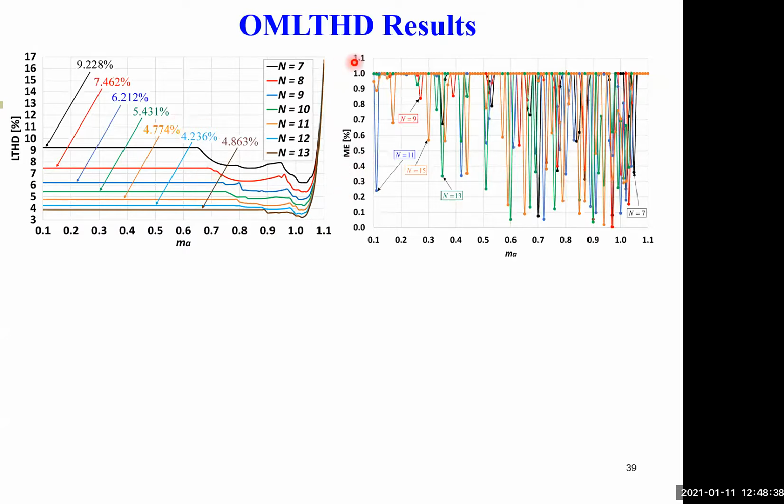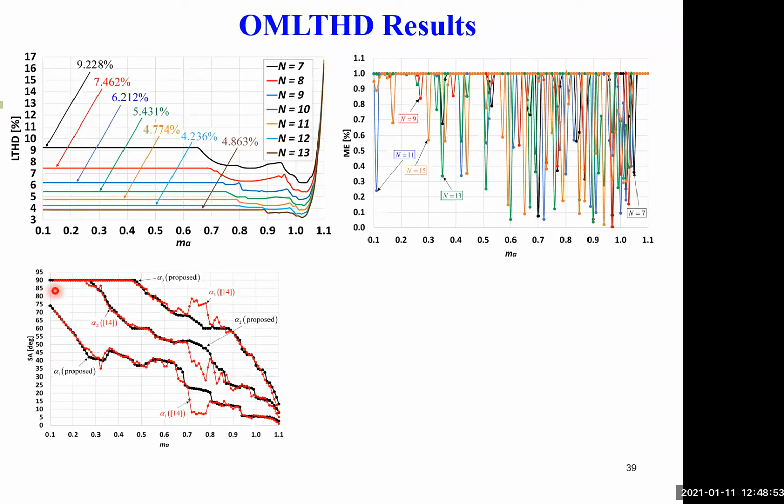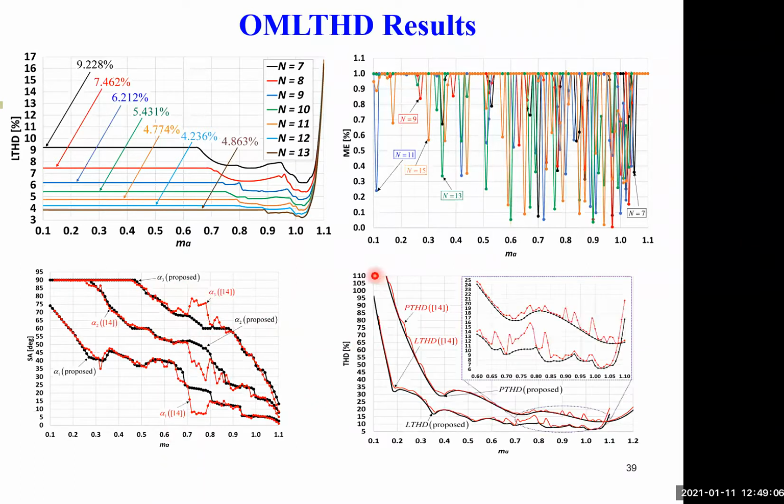When we run the OM LTHD problem, we set epsilon t, the target modulation error, to a maximum of 1%. As you can see, the results never exceed 1%. They're either below 1% or equal to 1%. These are optimum switching angles for the 7-level case. The black ones are our results, and the red ones are results proposed elsewhere. And this is the corresponding THD.